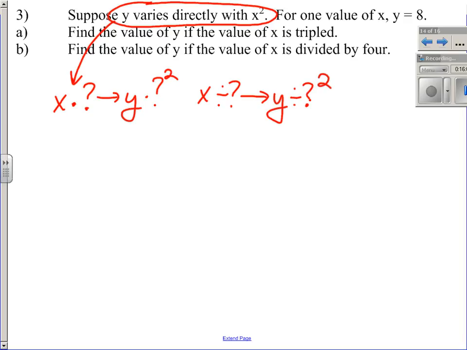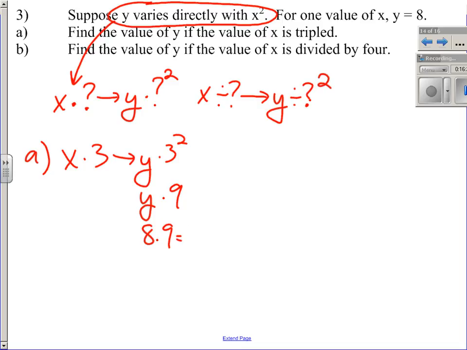So in this problem, it says y is 8, and then in part A it says find the value of y if x is tripled. So x is getting multiplied by 3. That means that y is going to get multiplied by 3 squared. So y is going to get multiplied by 9. Y is 8, right? So 8 times 9 is 72.